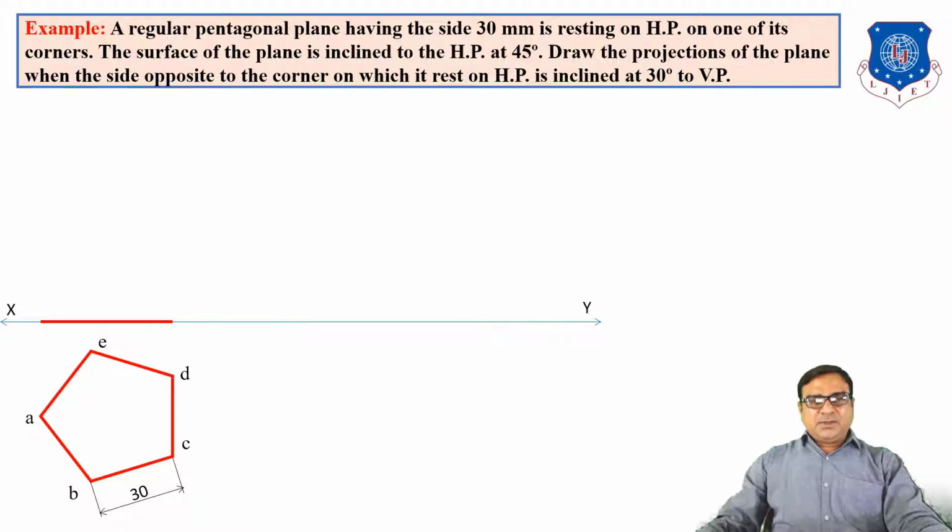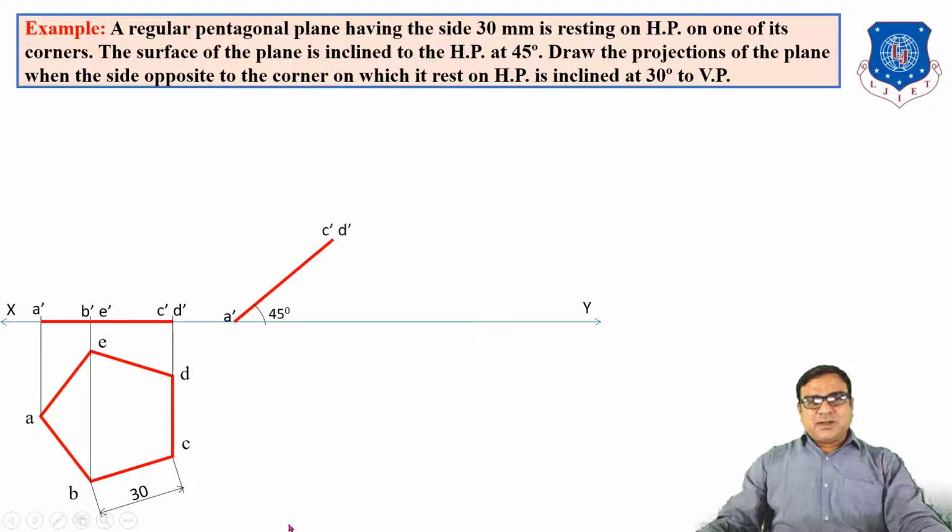Now the front view is a line because our plane is in HP. By taking the projections, you will get A dash, B dash, C dash, D dash, E dash. Now the pentagon is resting on one of its corners in HP, so we have to incline the surface by taking A dash on XY because one corner is in HP. And when we incline the surface, our front view is a line. The length of this line is the same length as here, A dash D dash.